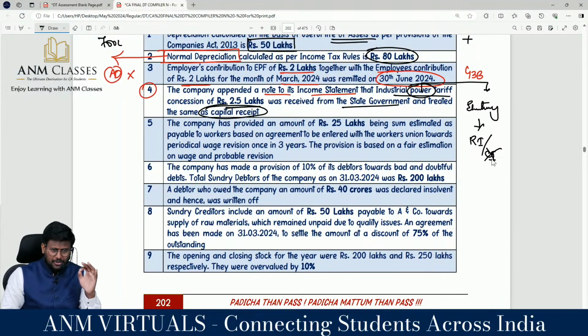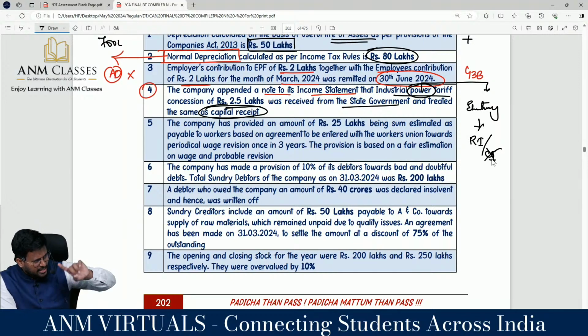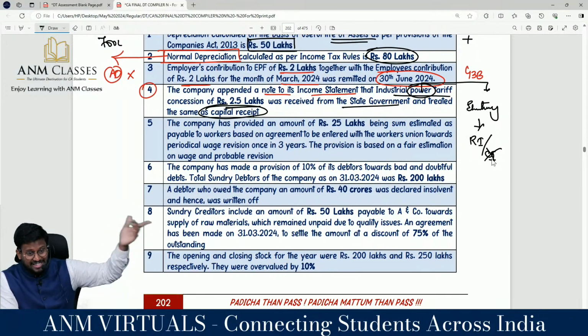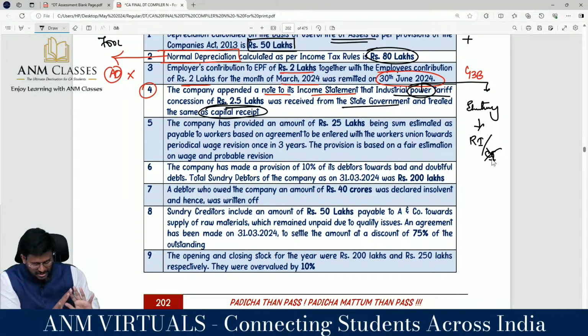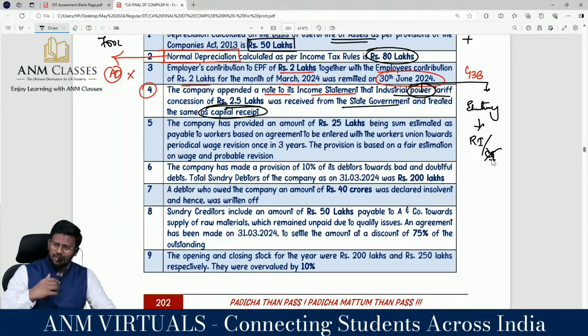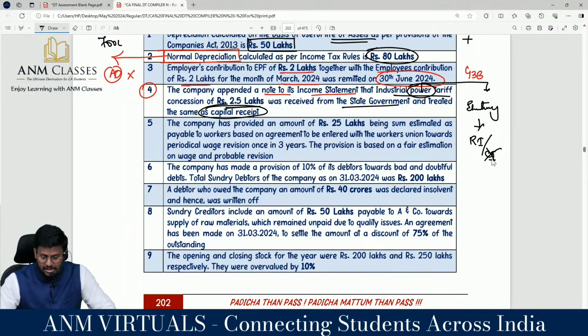The definition of consideration: consideration includes, consideration excludes government subsidy. That is in GST, not in the Income Tax Act. In the Income Tax Act, we have the definition of income. There, section 2(24) talks about the definition of income.